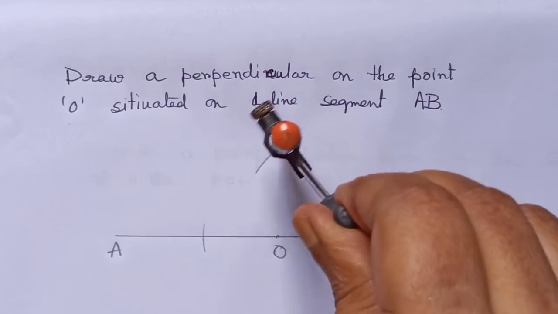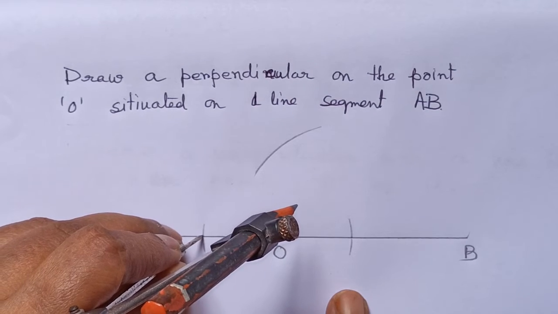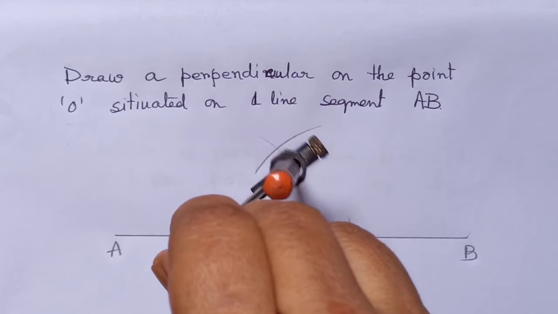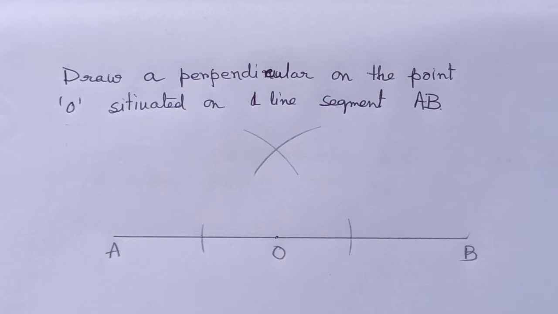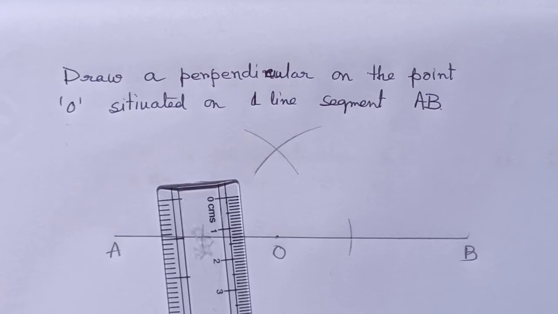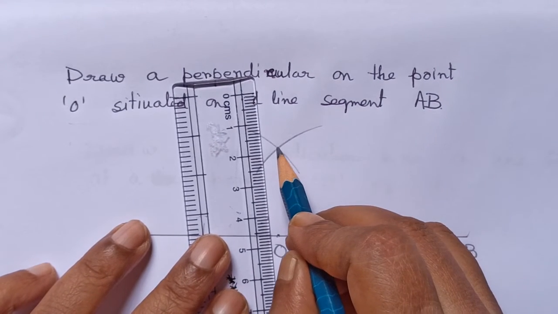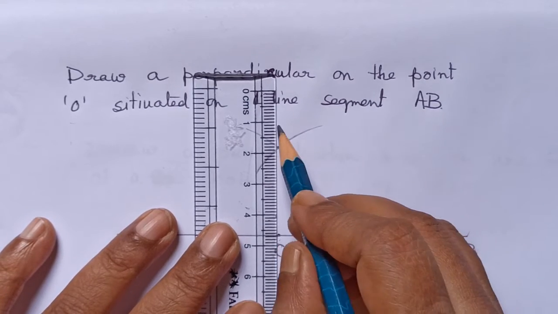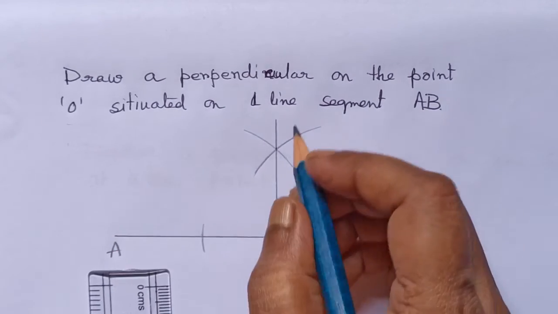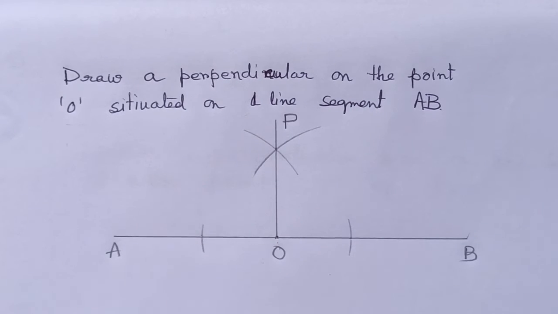These two arcs will intersect at a point. So the cutting point is here. Now we will join this. So OP is now perpendicular on AB.